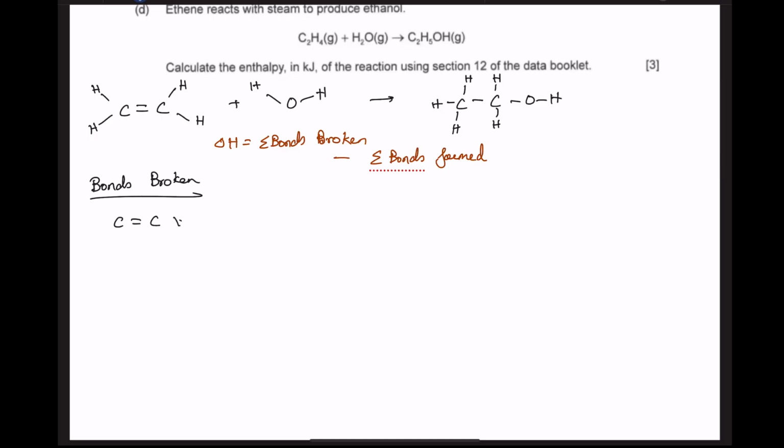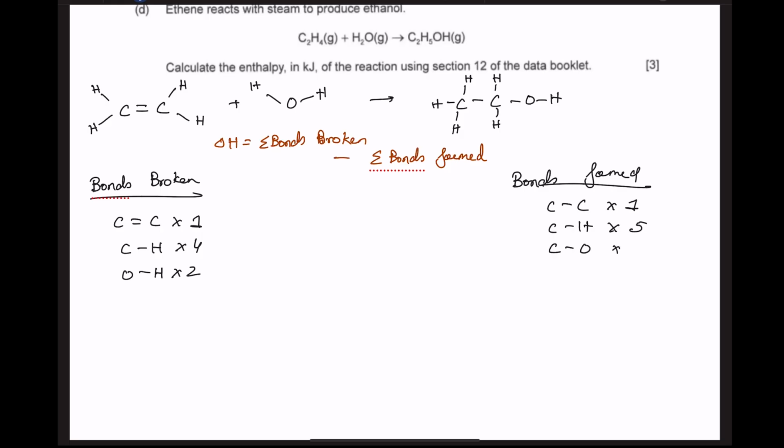Now, the enthalpy of the reaction will be the summation of bonds broken minus the summation of bonds formed. We will break each and every bond on the reactant side and form each and every bond on the product side. So bonds broken would be 1 C double bond C, 4 CH bonds, and 2 OH bonds. And bonds formed would be 1 CC bond, 5 CH bonds, 1 CO bond, and 1 OH bond.